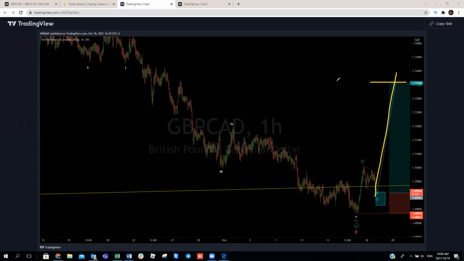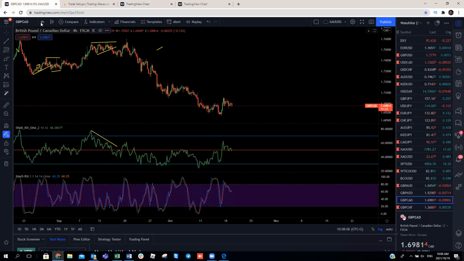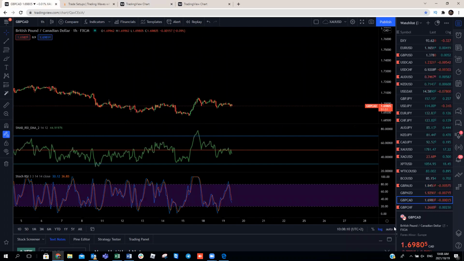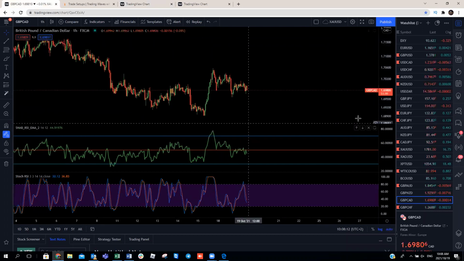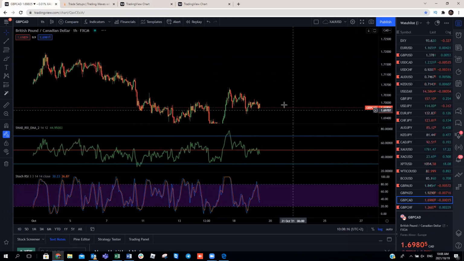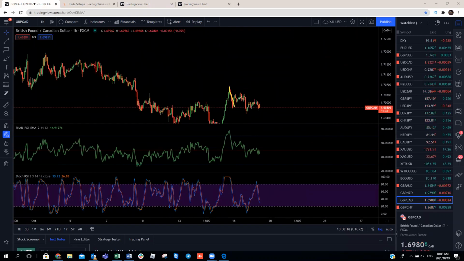Okay, so that is Pound CAD, and that is how we're looking at Pound CAD, and that is the structure that we've got in Pound CAD. Let's have a look at that on the 1 hour, so you can see that. So let's have a look at this one here. We have made that three-wave pullback. As you can see here on the 1 hour, 1, 2, 3. It looks like we're making a pulsing move here. So there's still a possibility for this here.